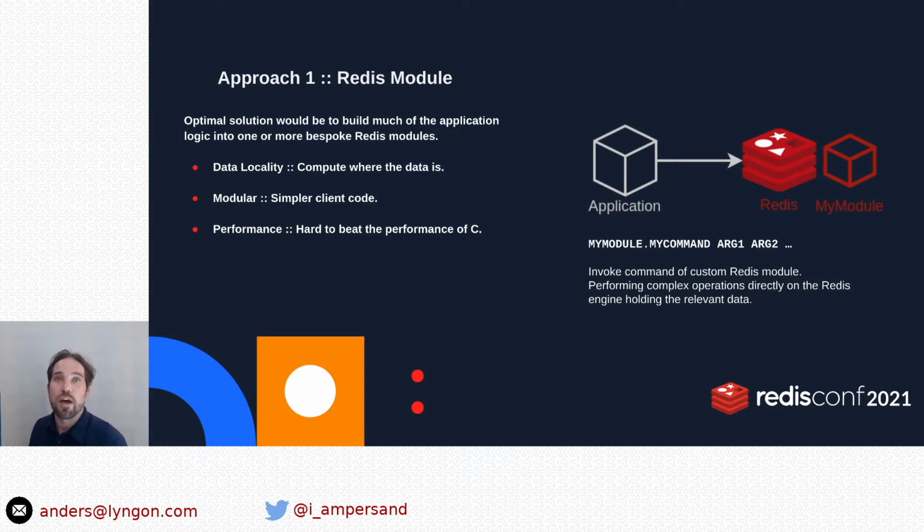You have data locality, so you can do a lot of processing very close to the data, actually at the site of the data. You can make quite a modular system whereby you offload a lot of the business logic from the client side or the consumer side to the service itself, and you can have very simple commands that they interact with. And of course you can achieve great performance thanks to both the data locality as well as the fact that it's a C API.